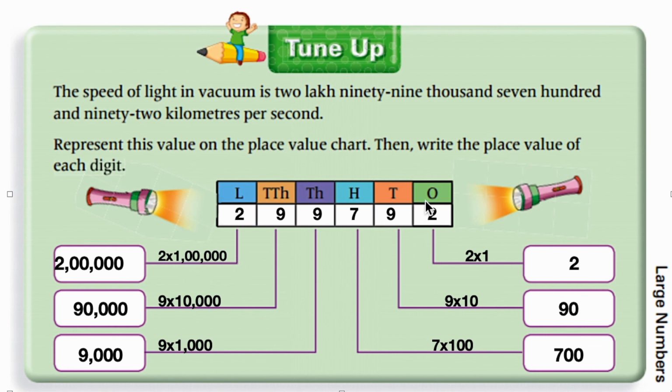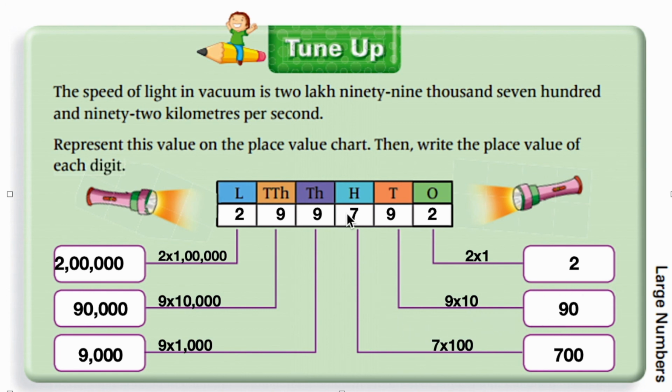Now the place value of each digit starting from ones place. So 2 is at 1's place, so 2 multiplied by value of its place, that is 1. So the place value of digit 2 is 2. Then the place value of digit 9, which is at 10's place, is equal to 9 multiplied by value of its place, so 10. So the place value of digit 9 at 10's place is 90.